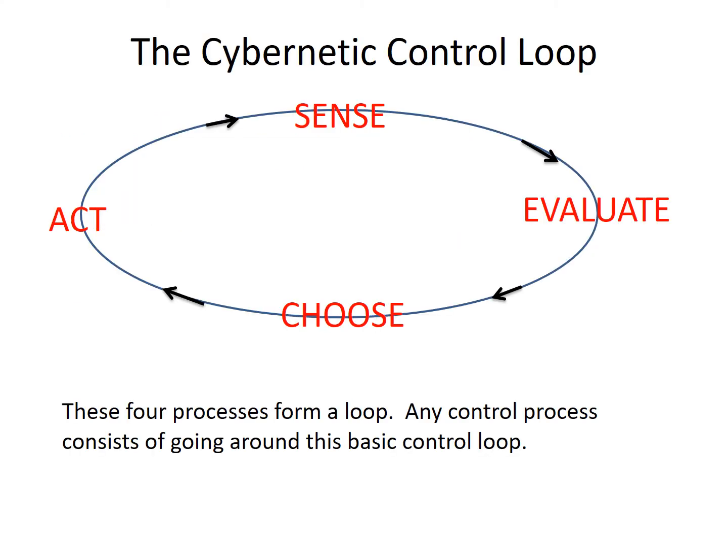Thus, you have the cybernetic control loop. Act, sense, evaluate, choose. These 4 basic processes form a loop. Any control process consists of going around this basic control loop.